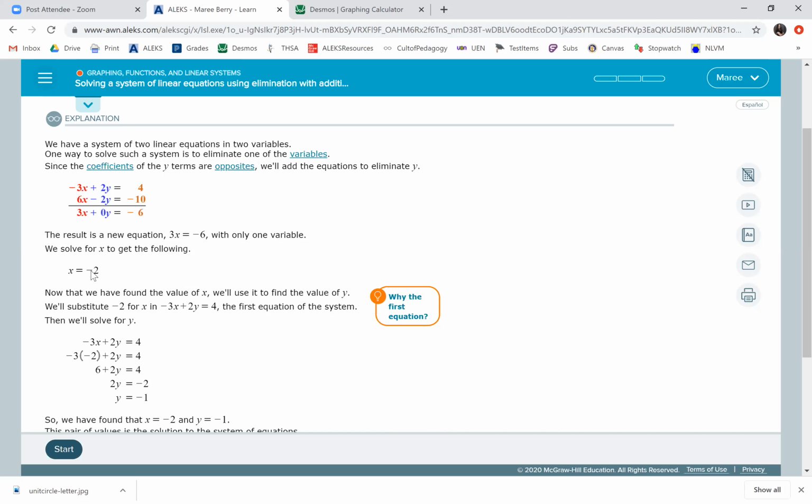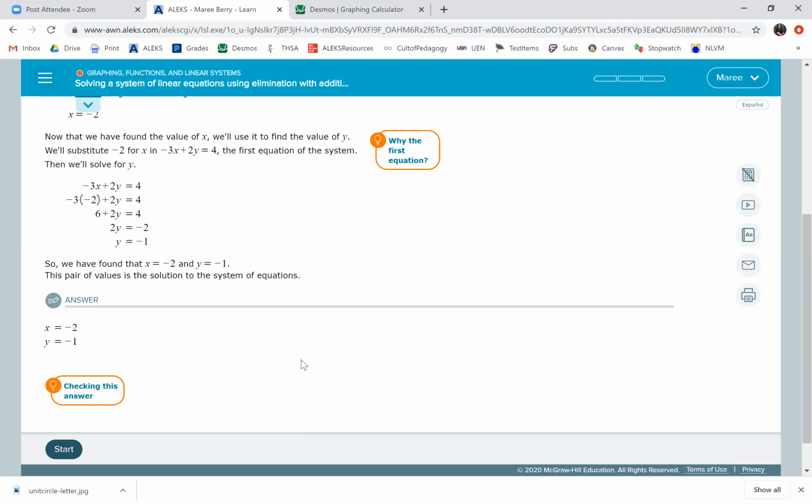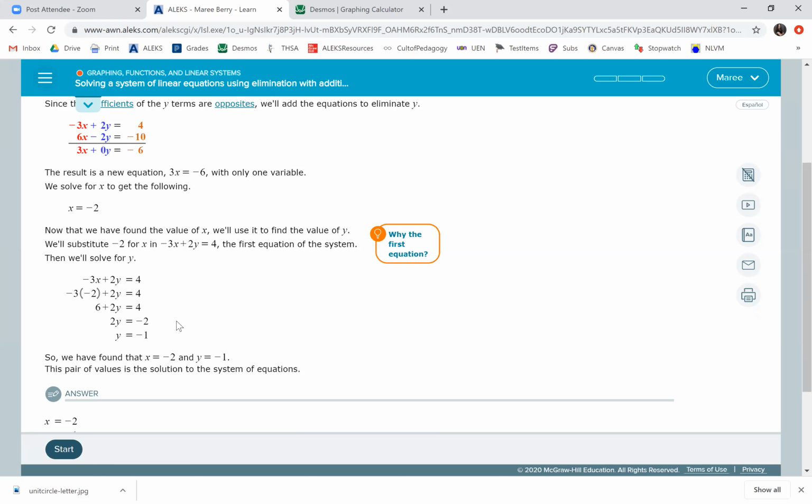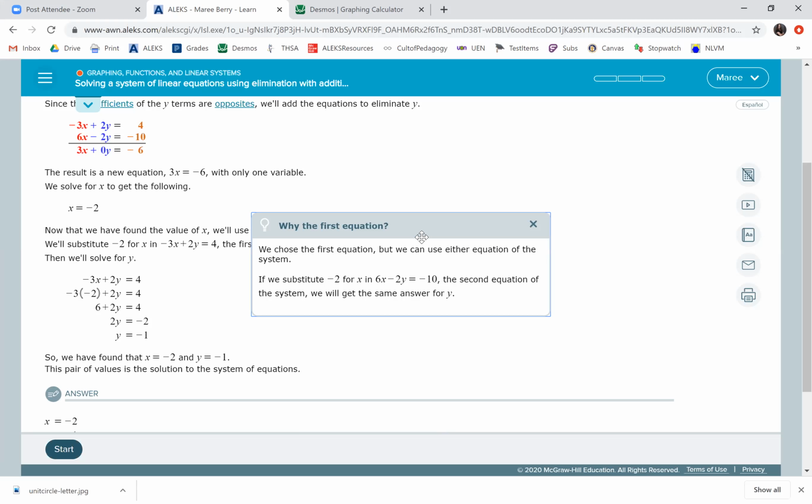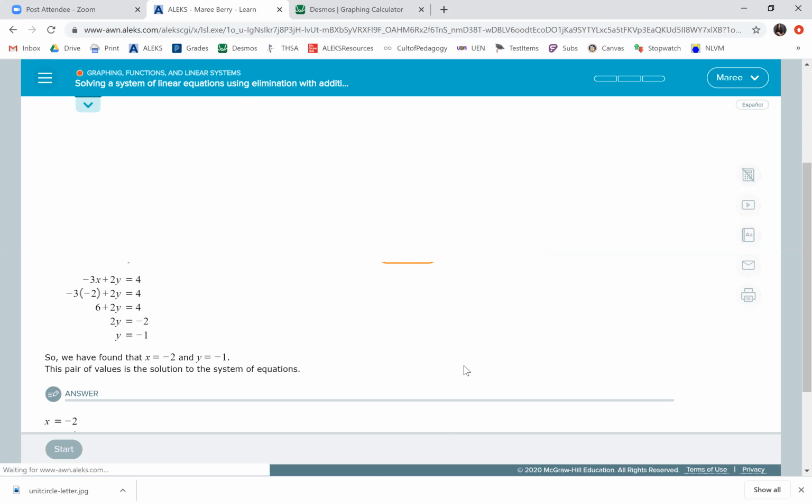Then you just take that x and plug it into either one of your equations. They chose to do the first equation, and they have y is -1, and then you answer both of them. You can use either of them, but they thought it might be easier to times -2 with the -3, but if you wanted to do -2 with the 6, you're going to get the same answer either way.